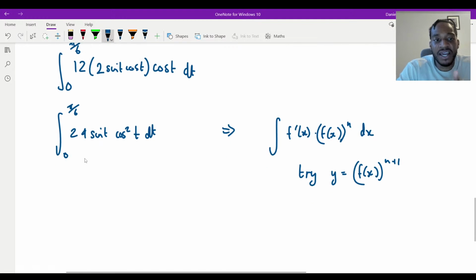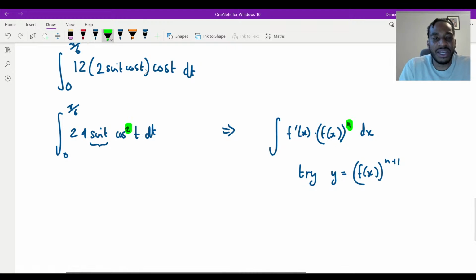Because if I inspect this, what I notice is that I've got a cosine here. I know when I differentiate cosine, it gives me minus sine. I've got 24 sine, but that doesn't matter. The fact that I've got a sine there tells me that it's a reverse chain rule problem. So what I'm going to do is compare this here: I've got a squared here, got an n here.